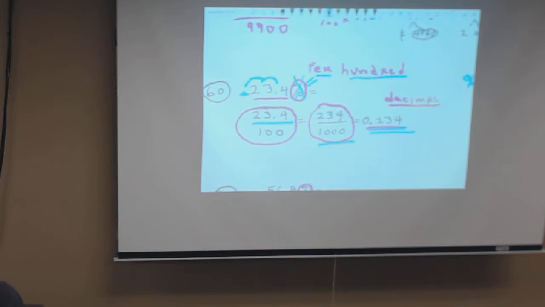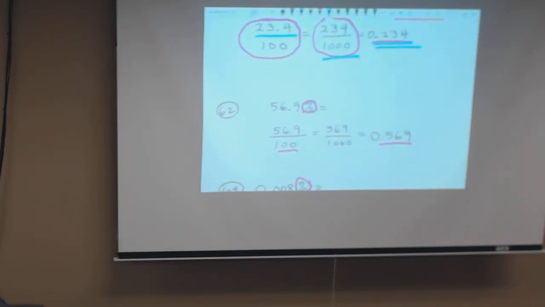But this is why that little shortcut works. I don't mind. I just taught you a shortcut because we have so many problems to work here. So I don't mind you using a shortcut. But doesn't it help when you understand why the shortcut works? Number 62. 56.9% would be 56.9 over 100, which would be 569 over 1,000, which would be 0.569. Or move it 2 places over, and it's 0.569. There you go.